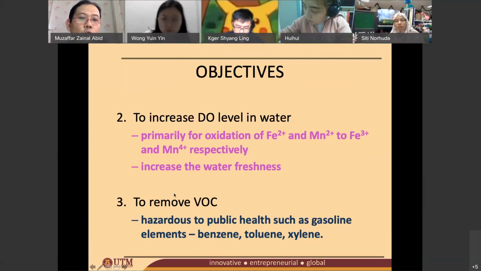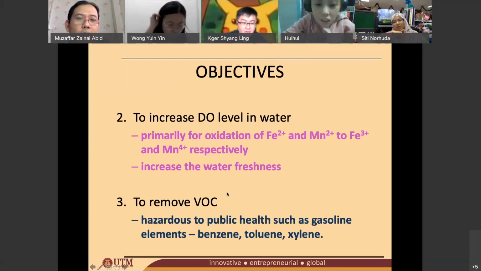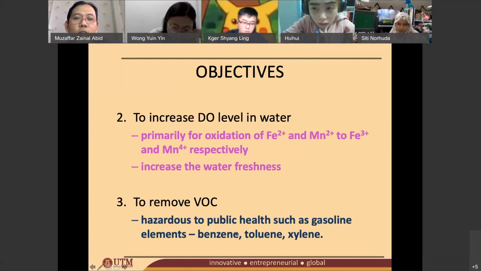And the last part is to remove VOC. Can anyone tell me what is VOC? Volatile organic compound. Yes, volatile organic compound. That is correct. And you can remove benzene and toluene and xylene. These are all aromatic compounds.